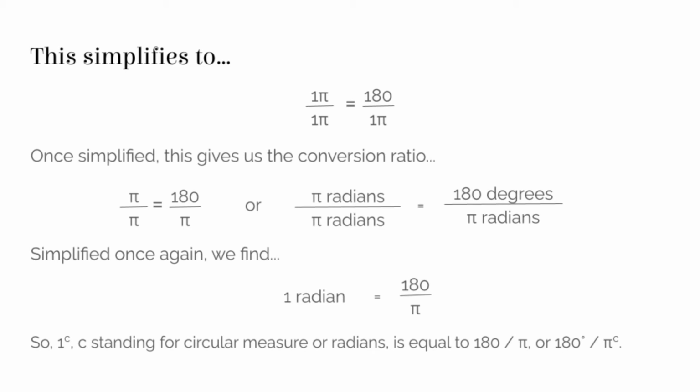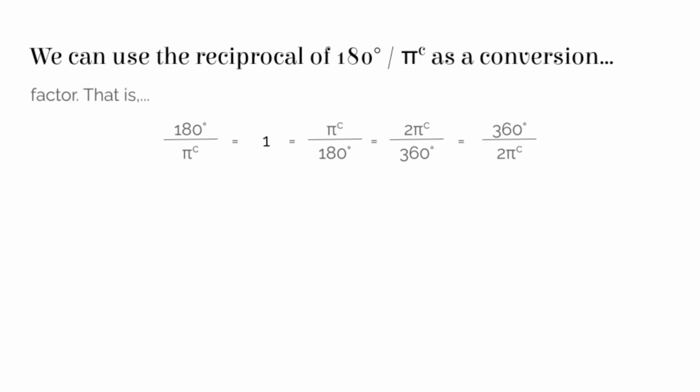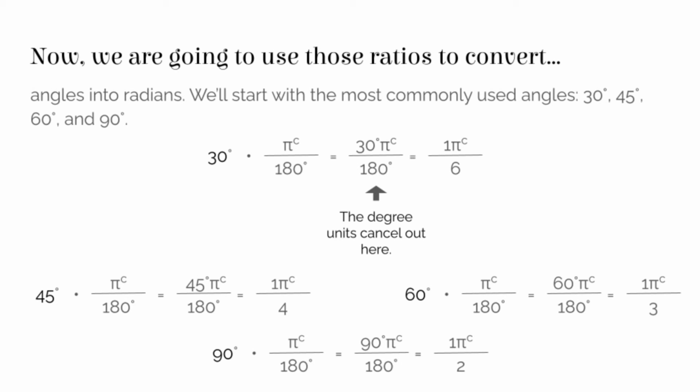We can use the reciprocal of 180 degrees divided by pi radians as a conversion factor. That is, 180 degrees over pi radians equals 1, which equals pi radians over 180 degrees, which also equals 2 pi radians over 360 degrees, which equals 360 degrees over 2 pi radians. Next, we are going to use those ratios to convert angles into radians.